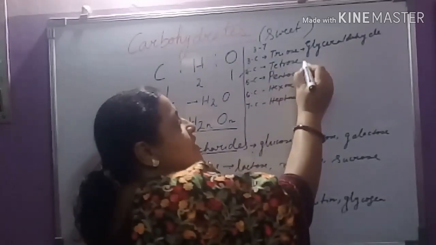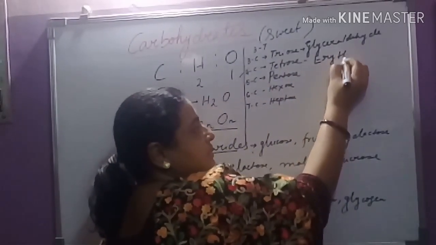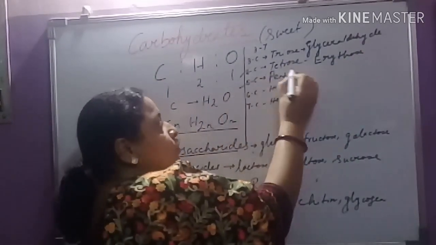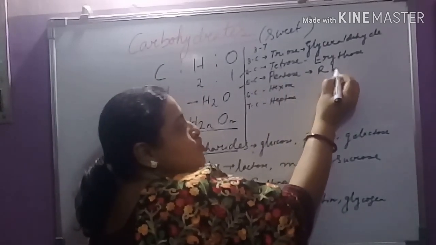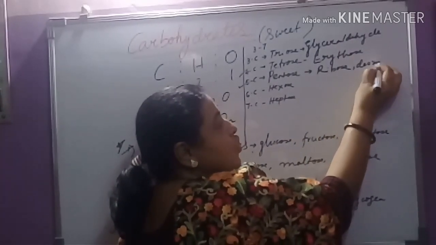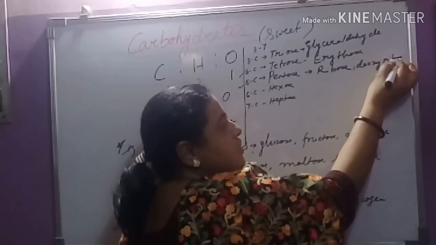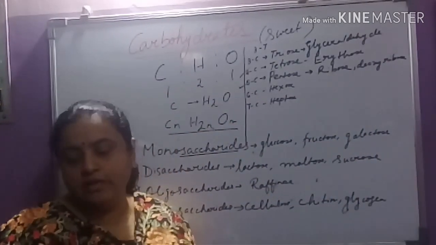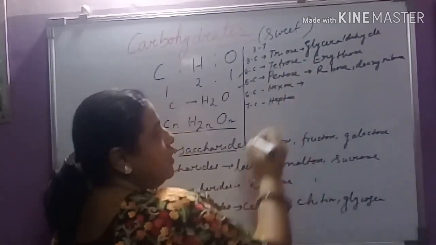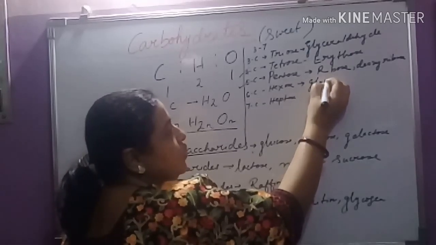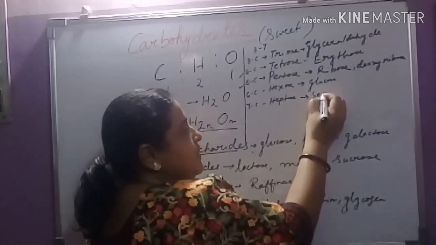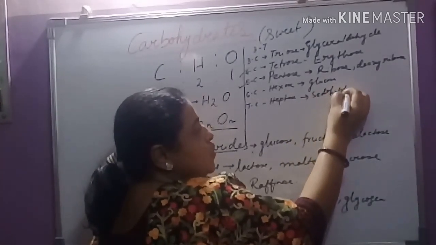An example of a tetrose sugar is erythrose. There are many more examples. We are just citing for our reference. In pentose sugar, there is a ribose sugar, and there is also a deoxyribose sugar. You are very much familiar with these two sugars, as ribose and deoxyribose basically make up the structure of nucleic acids. In hexose sugar, we know the examples as glucose, fructose, and there are many more examples. In heptose sugar, the example is pseudoheptulose.